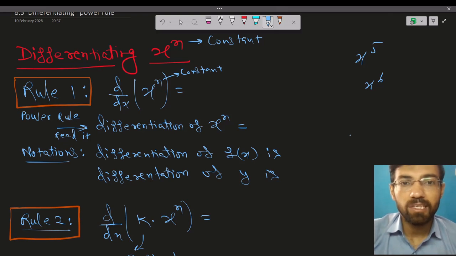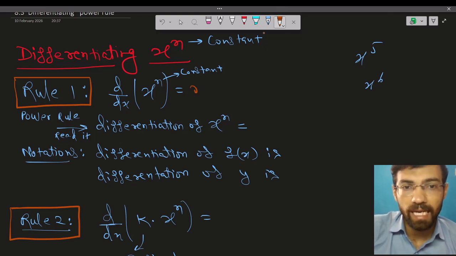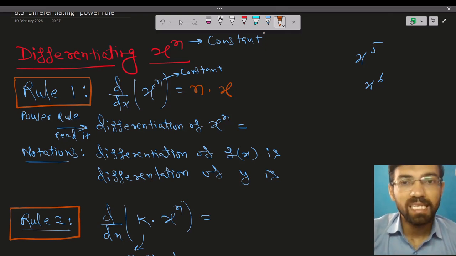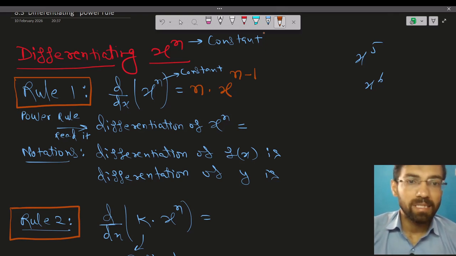So the formula says differentiation of x raised to n is this: the power jumps off. Now n is in the power, so this power will jump off and n will come here, and then since the power jumped off, its power will decrease by 1. After jumping, definitely your power decreases by 1. So differentiation of x raised to n is n into x raised to n minus 1. We have to remember this. This is the first rule or first formula, you can say.